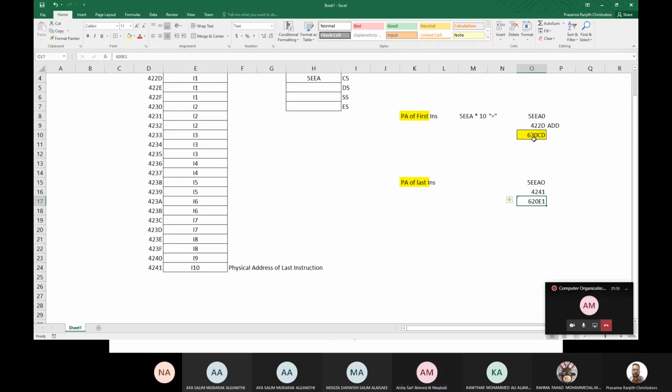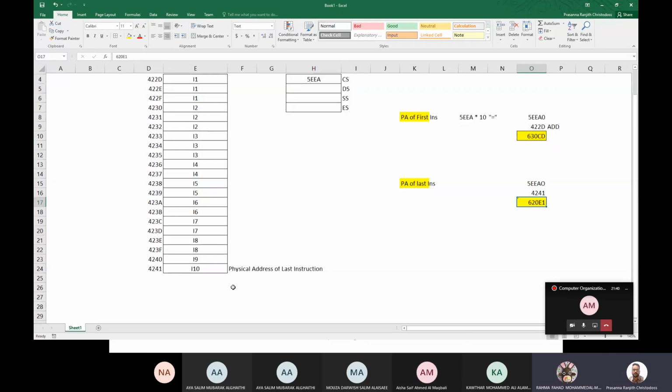Okay. Here D, this is A, B, C, then A plus 2, then E plus 2, 0, 1. Okay, we had one carry there, that's why. Here 620E1. That's the physical address of the last instruction. So this is one method.